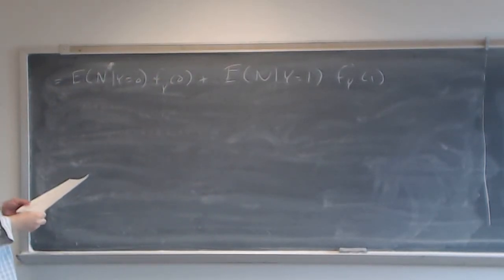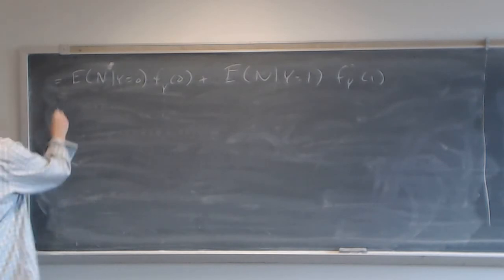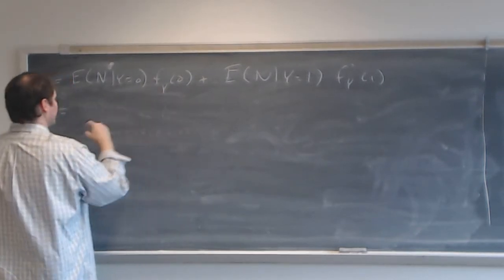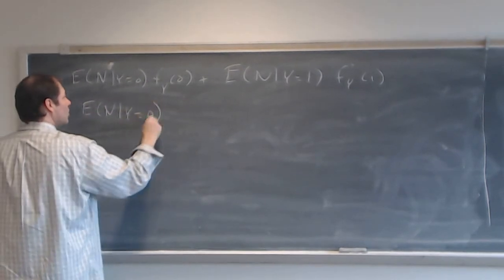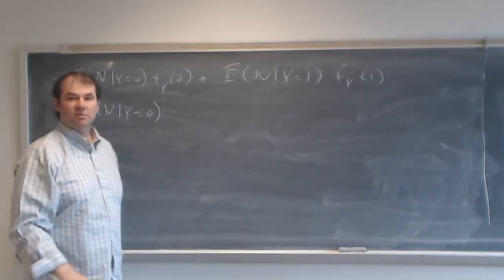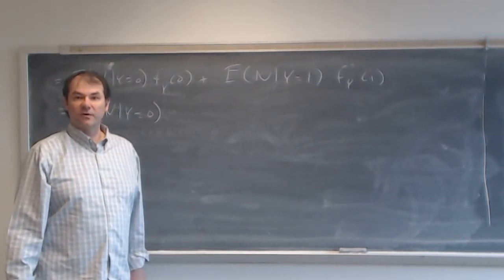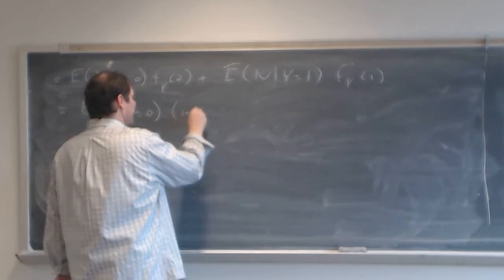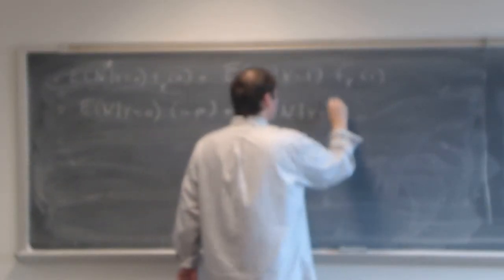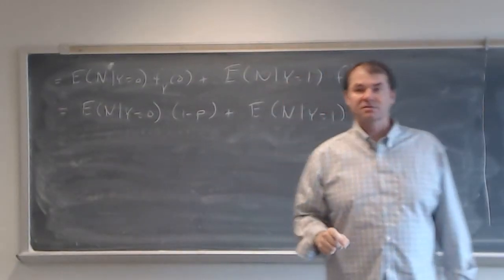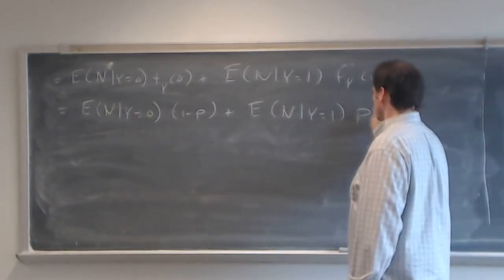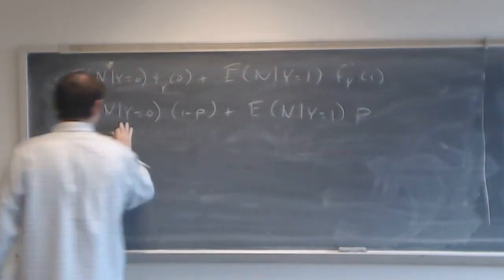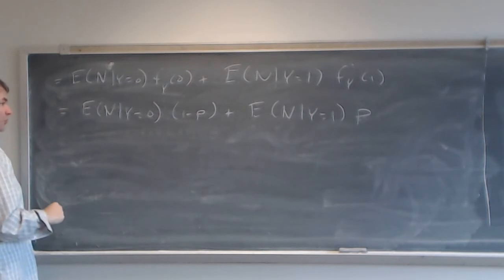Now I can fill in what this is. What's the probability that Y is equal to 0? Well, that means that the first trial was a failure. The chance of that is 1 minus p. Plus the conditional expected value of n given Y equal to 1. What's the chance that the first trial was a success? Well, that's just p. Now, I'm going to state these things, but I'm going to prove them.